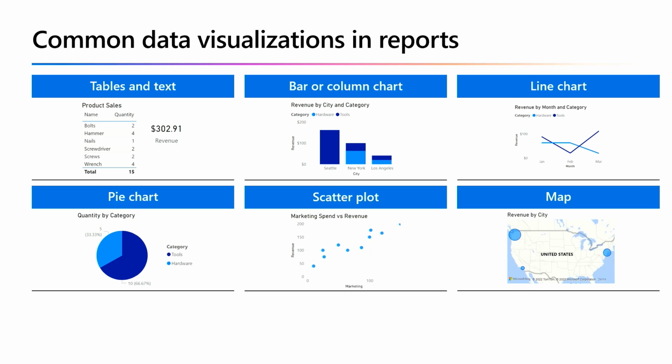Now, if you're looking to compare two numeric measures, say sales revenue versus customer satisfaction scores, there's nothing better than a scatter plot. It's your go-to tool for spotting patterns and correlations between two sets of data. And when you need to visualize data by location, maps are your secret weapon. Whether you're comparing regional performance or tracking customer distribution, maps bring a whole new dimension to your insights.